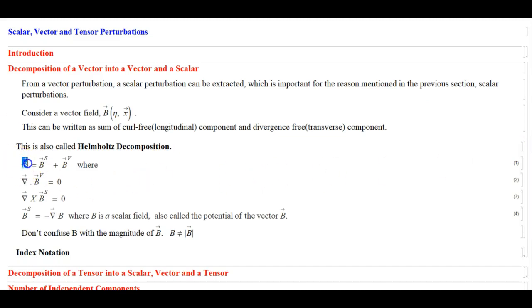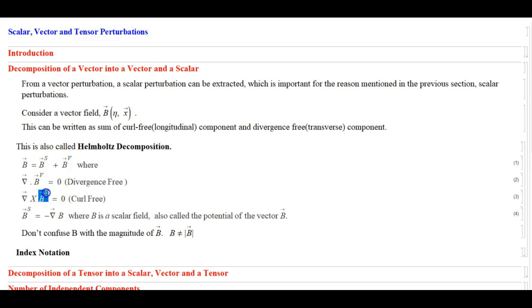So any vector B can be decomposed into two parts. One part we will call BS. This part is the curl free part, which means its curl is 0, and the other part is the divergence free part. Its divergence is 0.